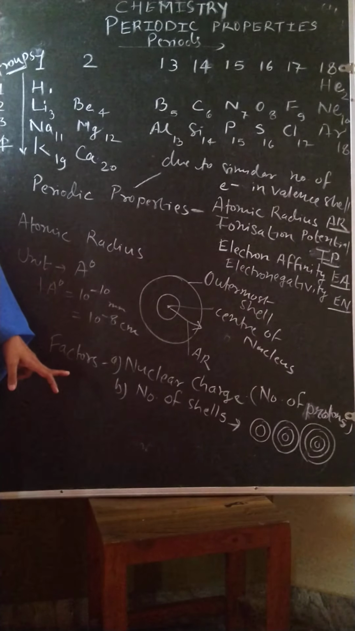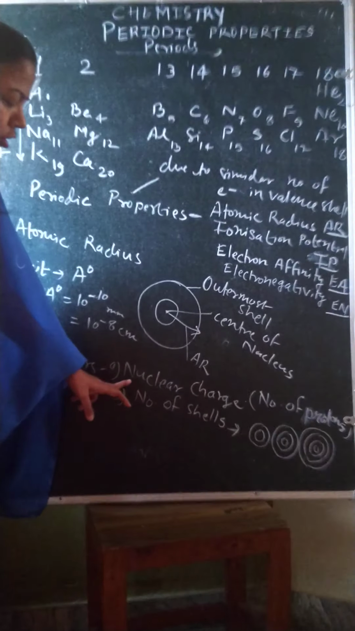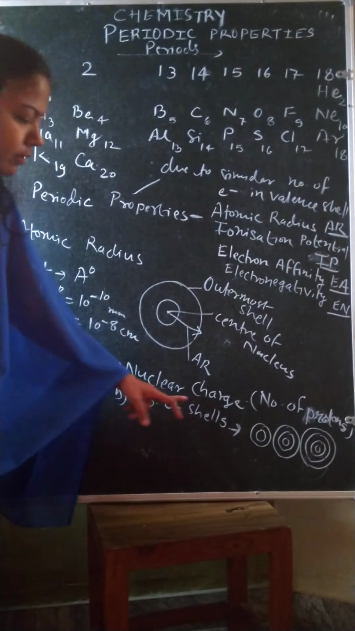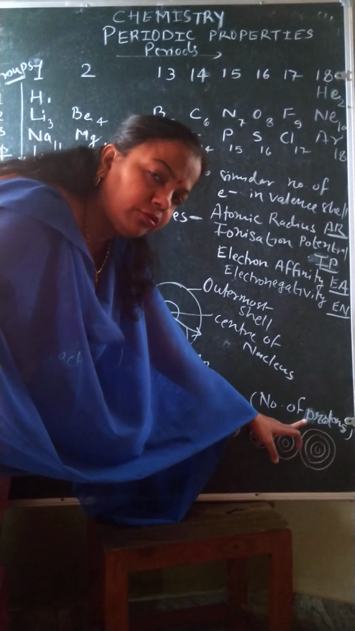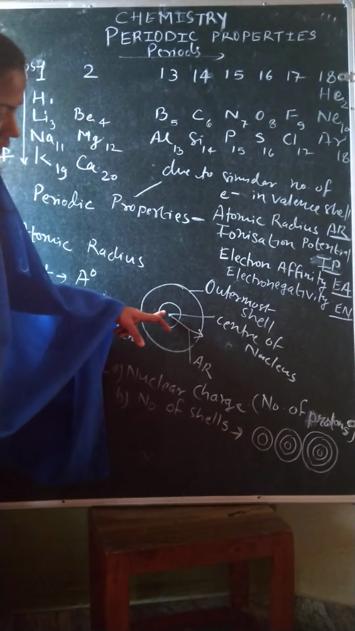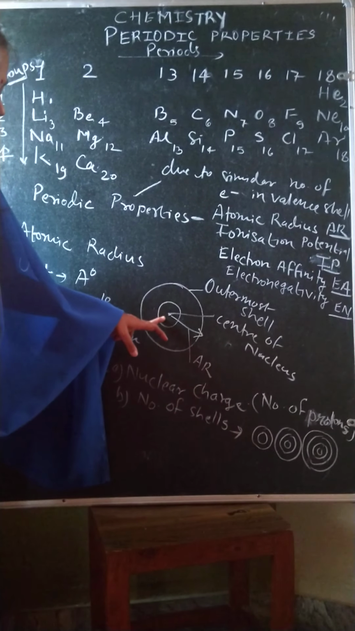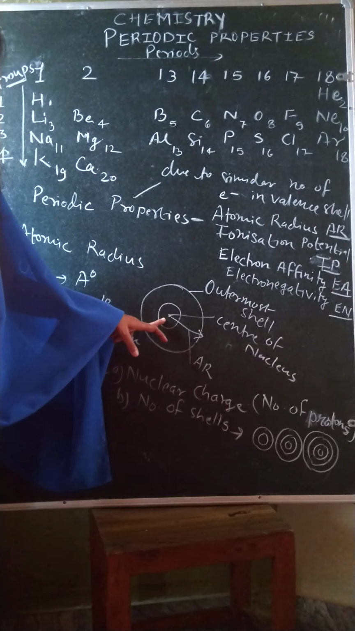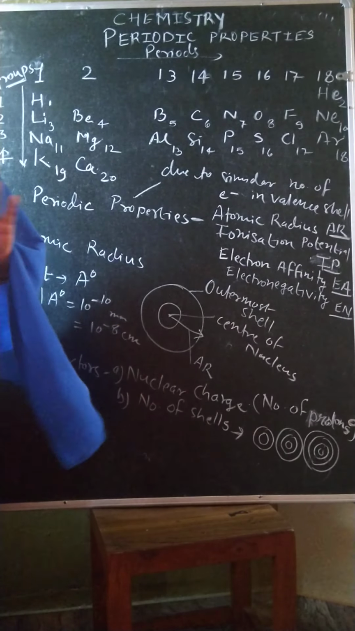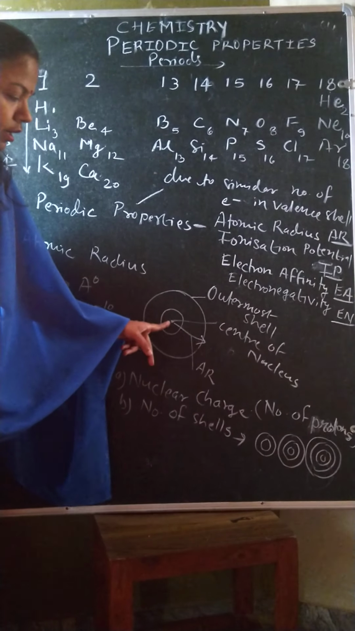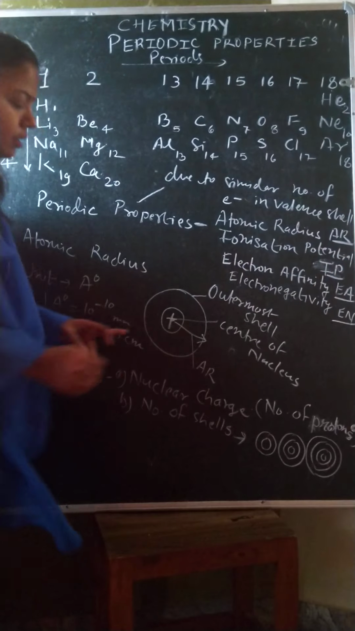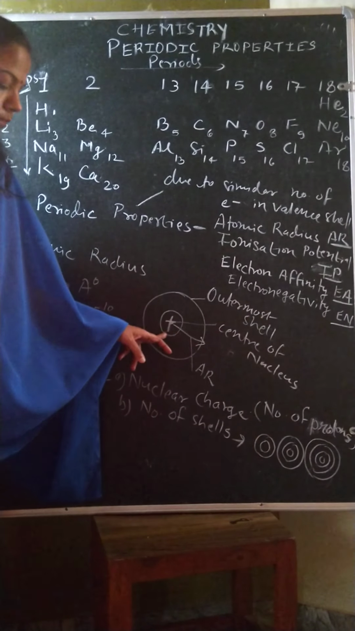Now, on which factors does atomic radius depend? The first factor is nuclear charge. Now, what do you mean by nuclear charge? The number of protons is called nuclear charge. You know already that in the nucleus 2 particles are found, proton and neutron. Proton has a positive charge and neutron has no charge. So, overall in this nucleus, which charge will be there? Positive charge. This is the nuclear charge.